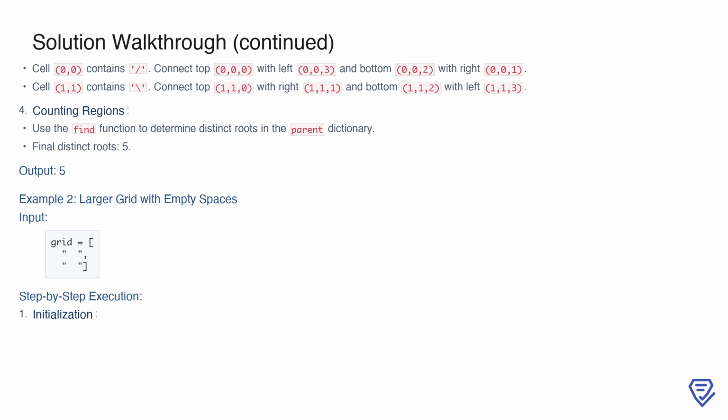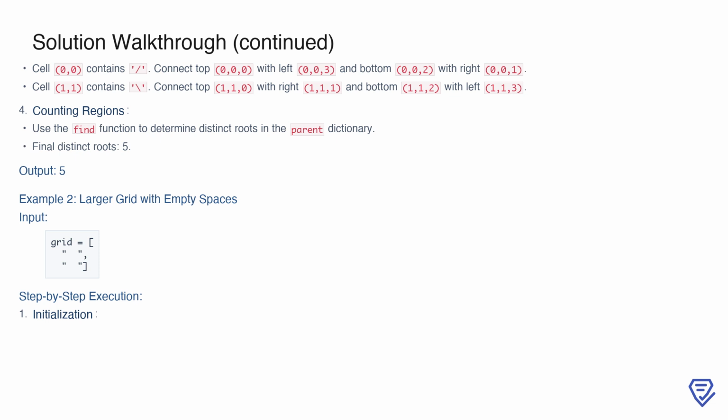In the 2x2 grid example, we continue processing the slashes. For cell 00, which contains a forward slash, we connect its top region with its left region and its bottom region with its right region to reflect the diagonal division. Similarly, for cell 11, which contains a backslash, we connect the top region with the right region and the bottom region with the left region. Once all slashes are processed, the next step is to count the distinct regions. Using the union find structure, we identify all unique root representatives in the parent dictionary.